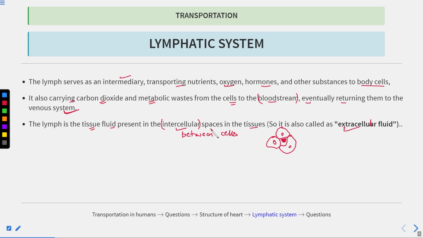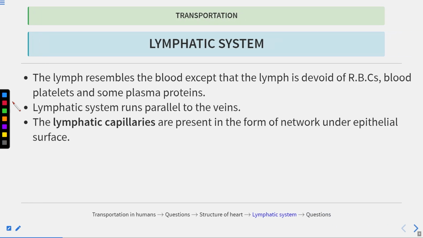So this here, it will be present here. So these are the intercellular spaces. Here the lymph will be present. That's why it is also known as extracellular fluid. Now, the lymph resembles the blood, except that the lymph is devoid of the RBCs. So there are no RBCs present in the lymph. There are no blood platelets also, and it is also lacking in some of the plasma proteins.